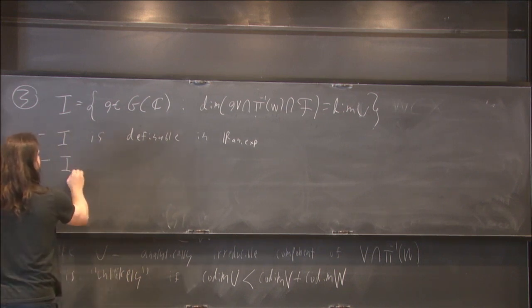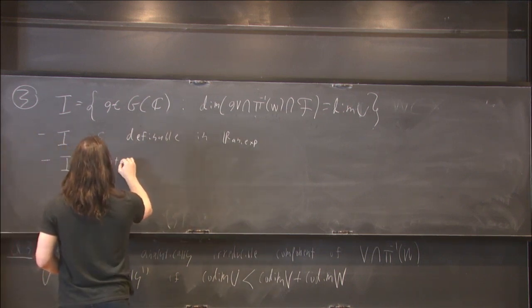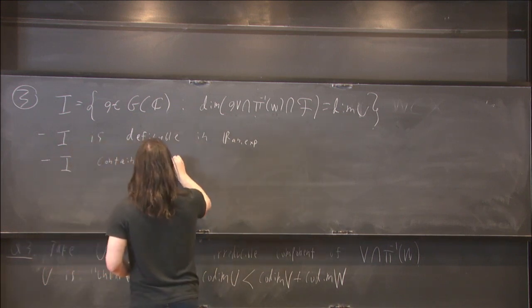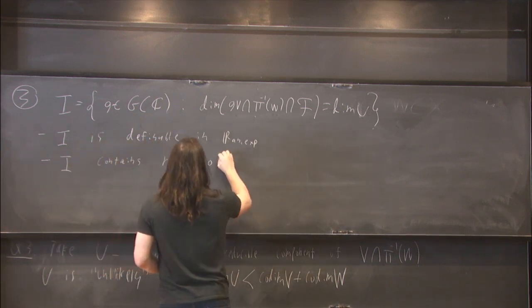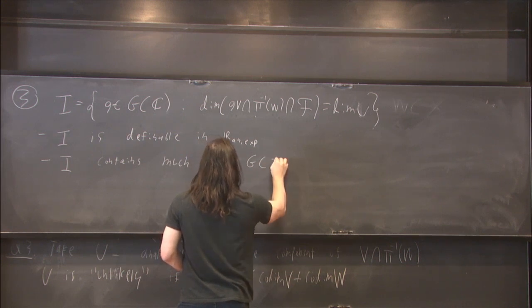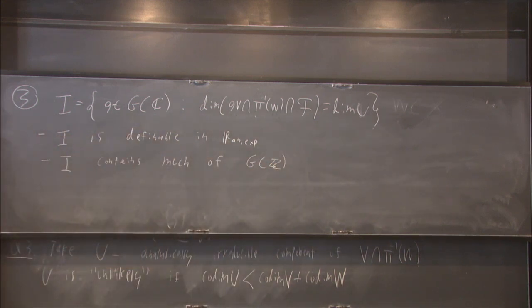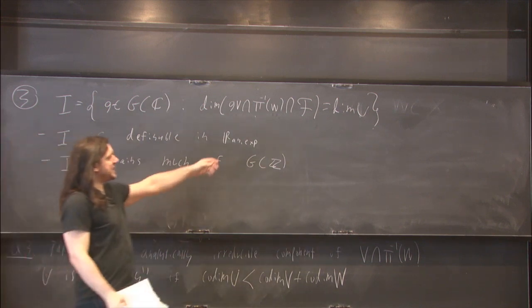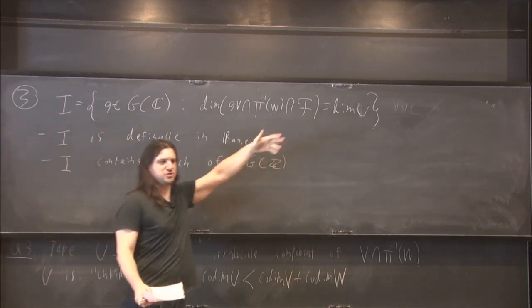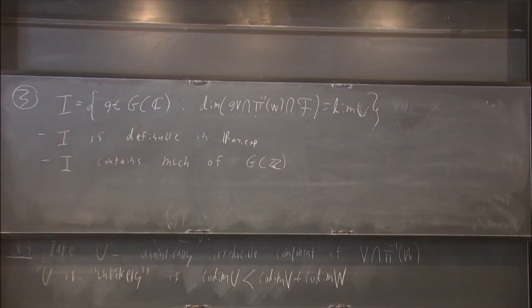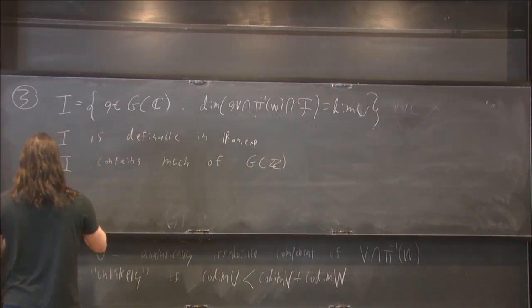The second observation is that I contains much of GZ. So it contains many of the integer points. It would contain all the integer points if we didn't have this annoying F to deal with, but we do, and so there has to be argumentation there. Nonetheless, you can sort of say I contains much of GZ.